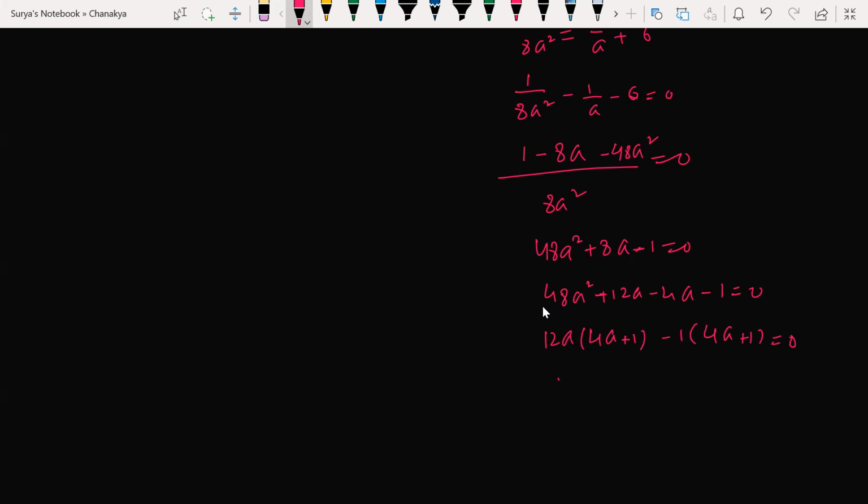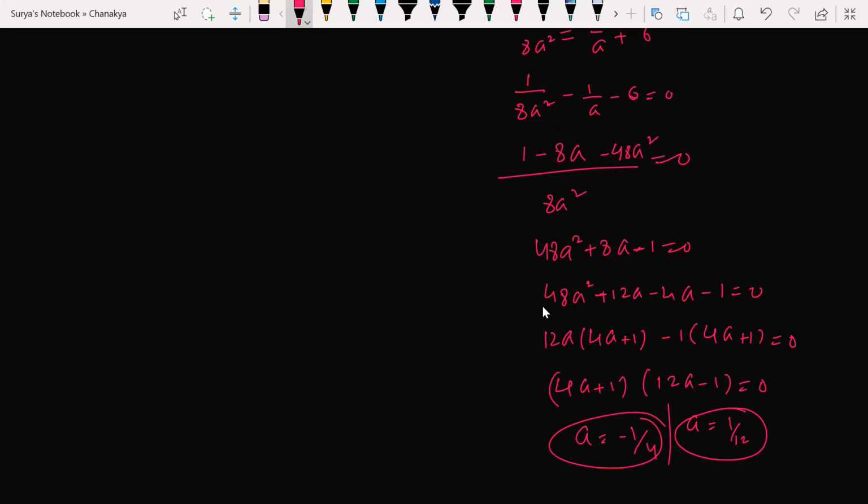So 4A plus 1 again common. So what are you going to be left with now? 12A minus 1 is equal to 0. So A is equal to minus 1 by 4 and A value is 1 by 12. Better look at this here. These are the values I got.